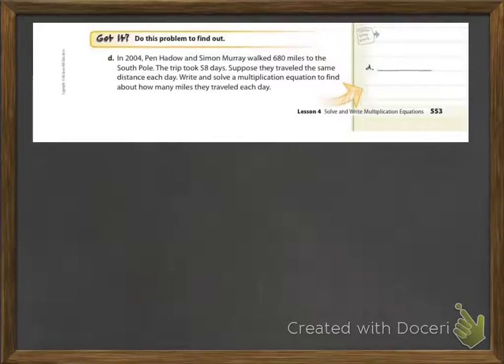Okay, so you guys, they gave you a total number here. They told you how long their trip took, and you need to figure out how many miles they walked each day. So think about those numbers and how you're going to put them inside a multiplication equation.